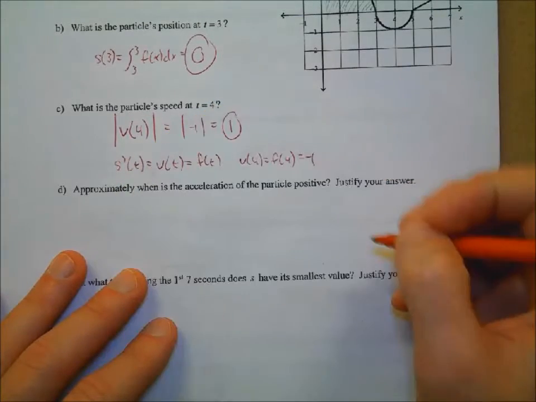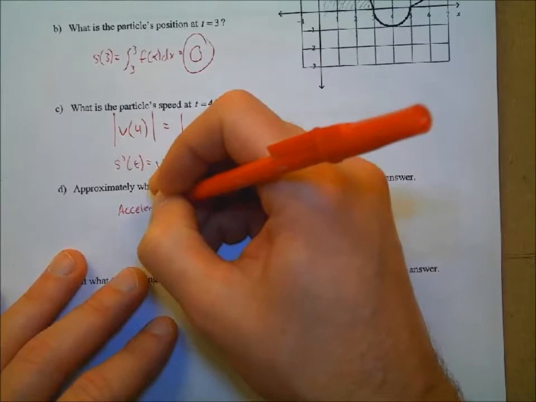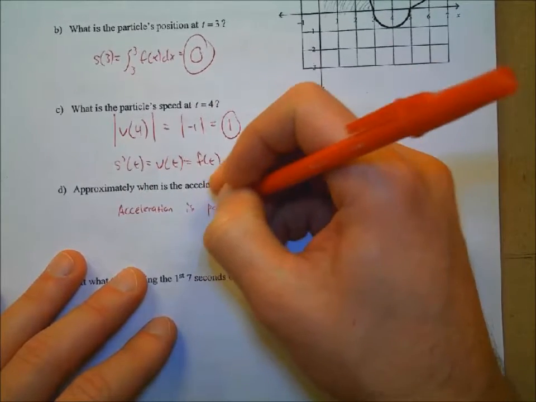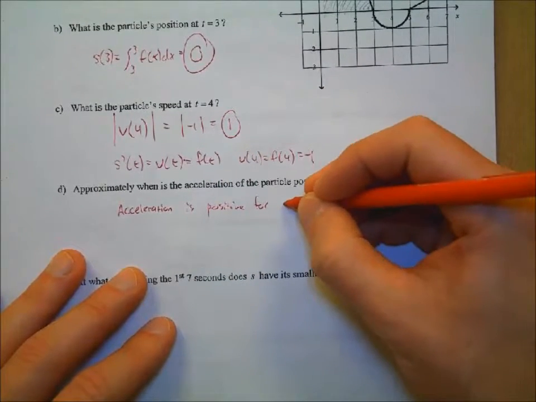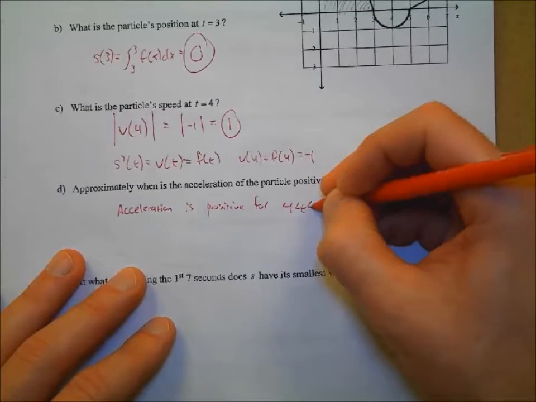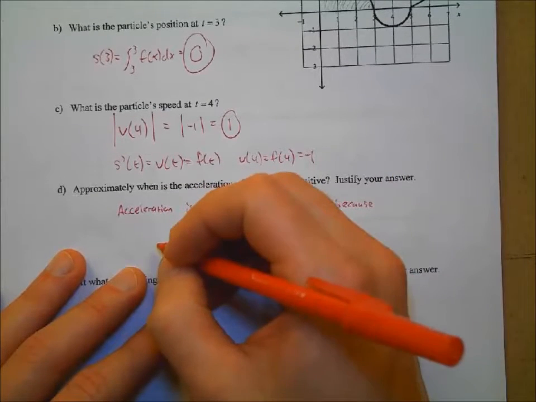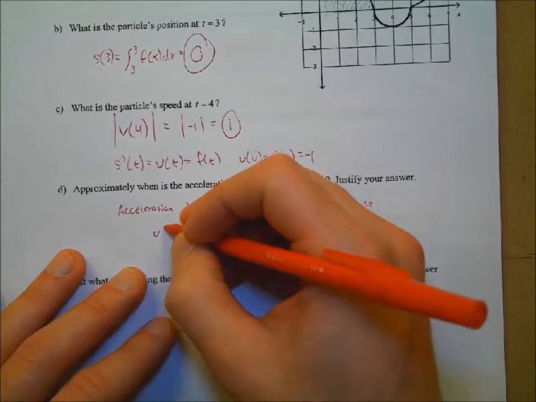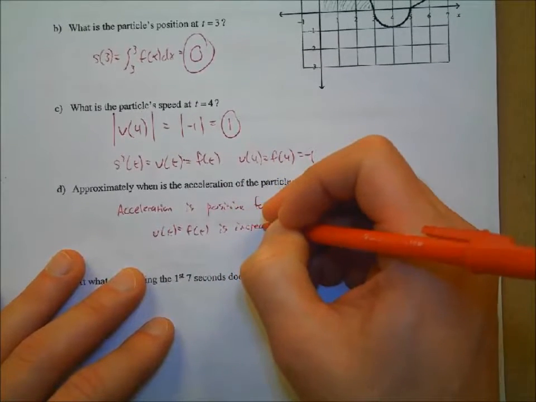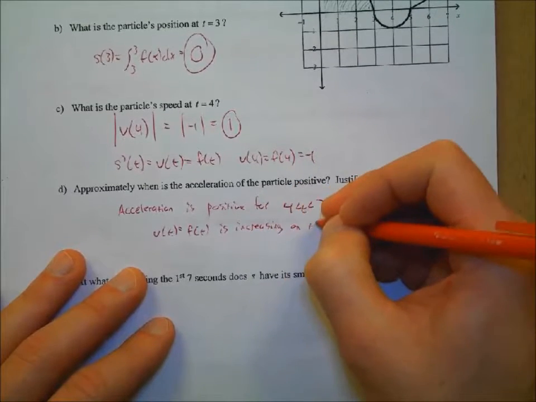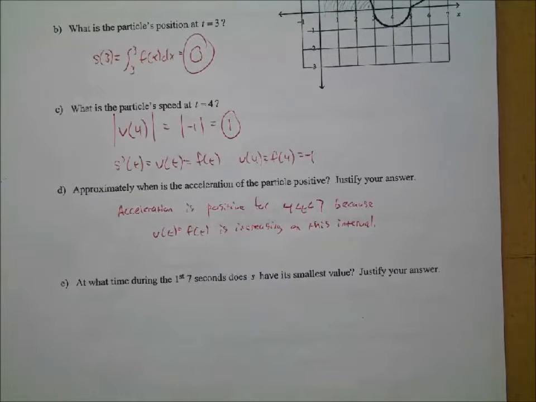4 to 7, right? Okay. So from 4 to 7 we would expect. So let's see. I guess acceleration is positive for 4 less than t less than 7 because we'll say v of t equal to f of t is increasing on this interval.